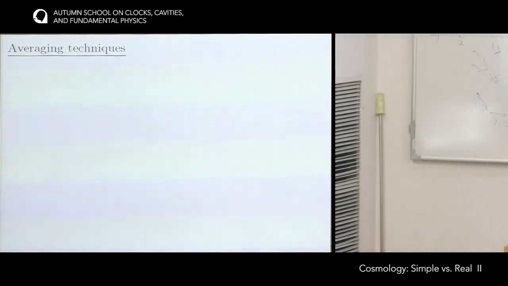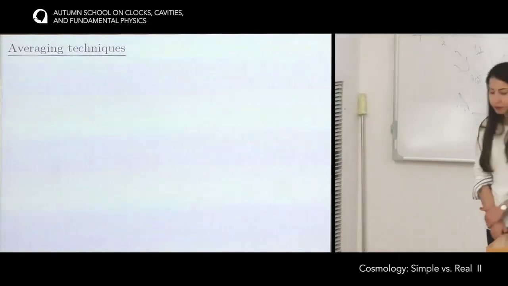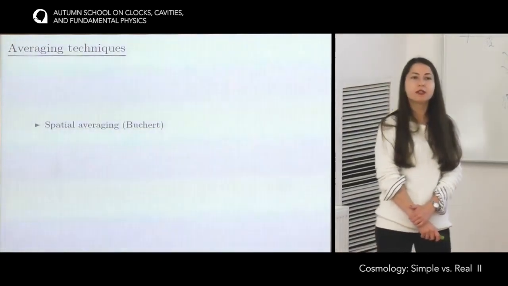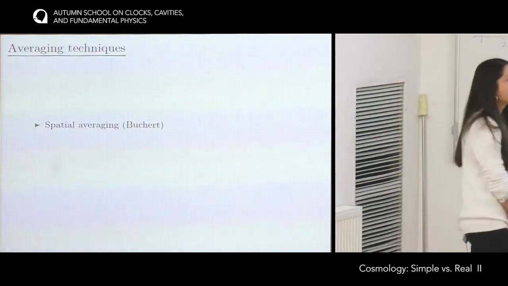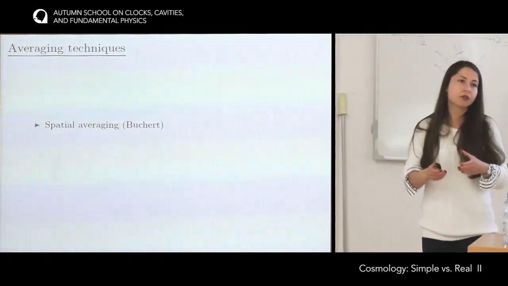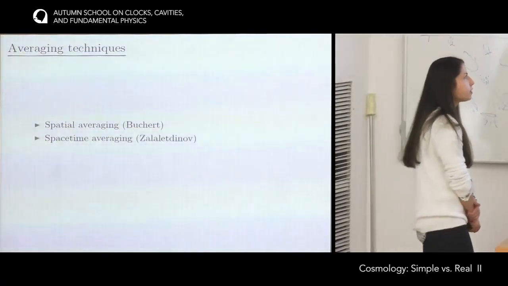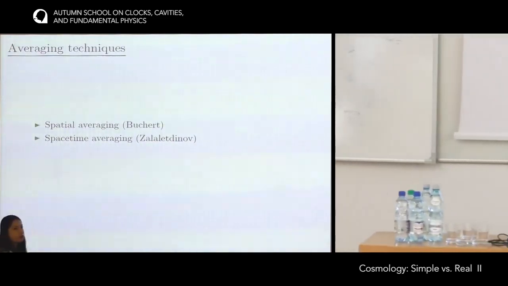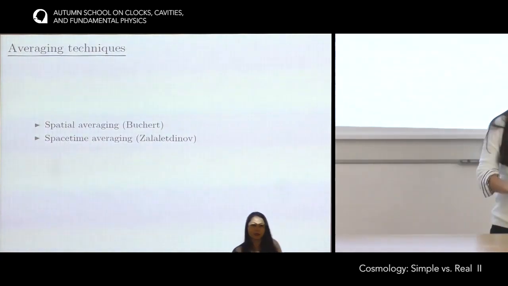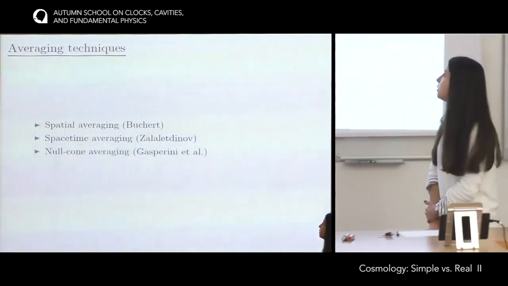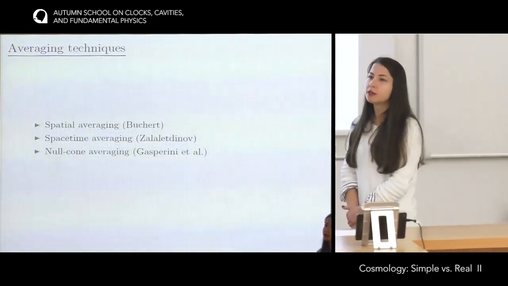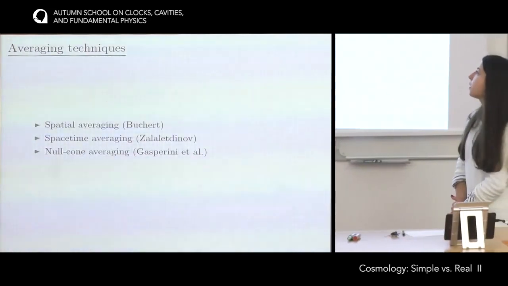So I'll briefly talk about the averaging techniques now. The most famous one that we have is the Buchert spatial averaging. That is the spatial averaging of scalars of your domain. And then there's a covariant approach of Zalaletdinov. That is the space-time averaging, so your volume is the domain defined on the space-time itself. And then there's the null cone averaging introduced by Gasperini's team, and that was around 2011.